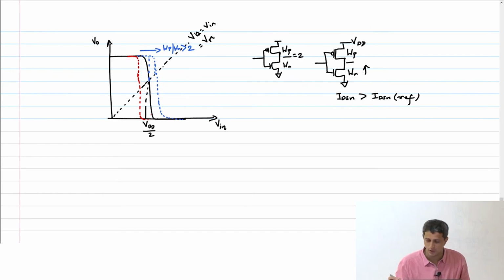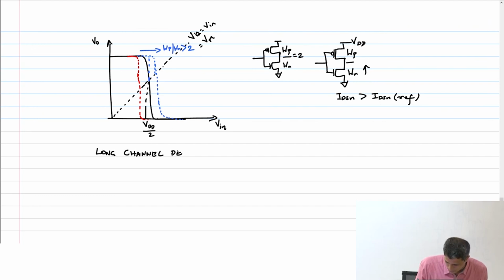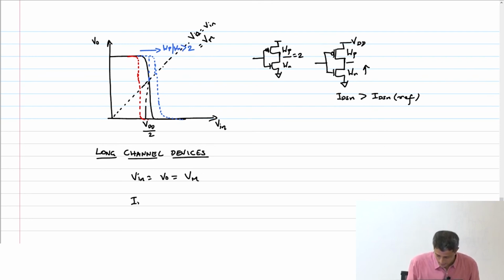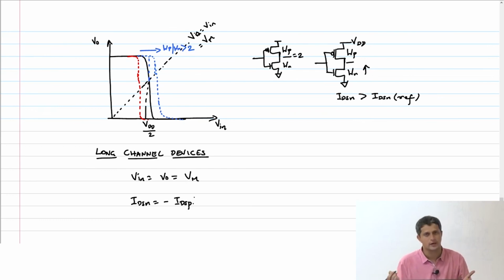Okay, so now I am just going to give you a quick hint for what happens if the devices are long channel in nature, which means there is no velocity saturation. This guy will go into saturation. Okay, so long channel device. Same thing we are going to do: Vin equal to Vout equal to Vm. IDSN should be equal to minus IDSP, of course, at all times.